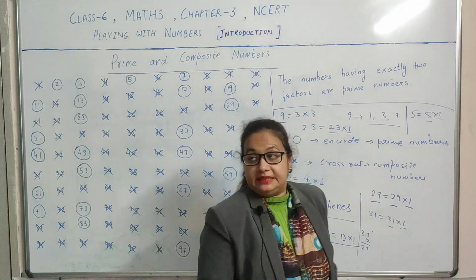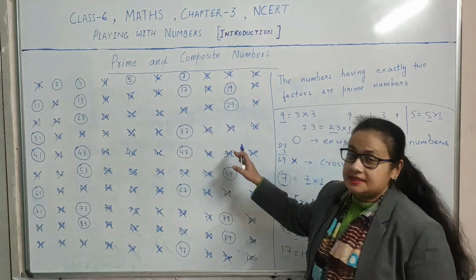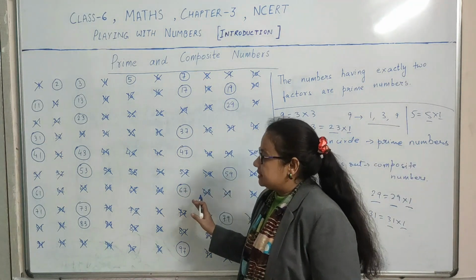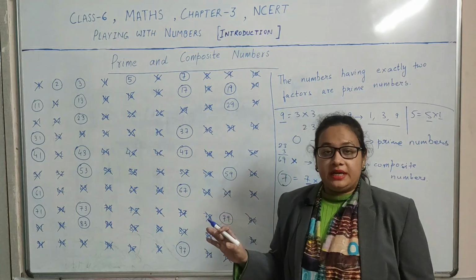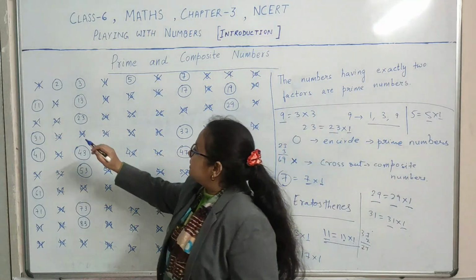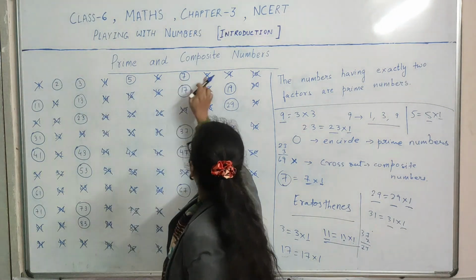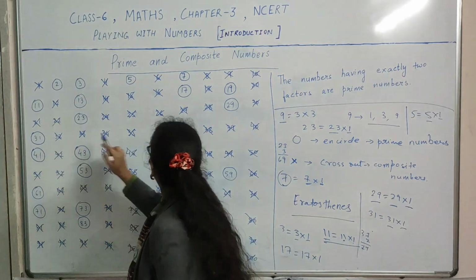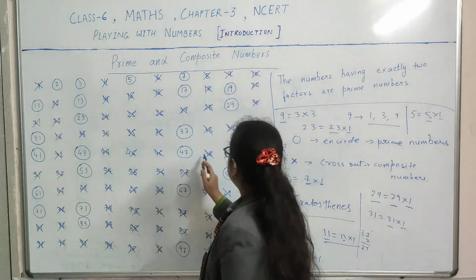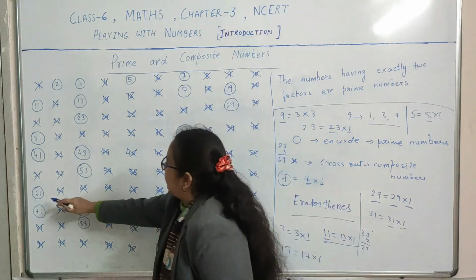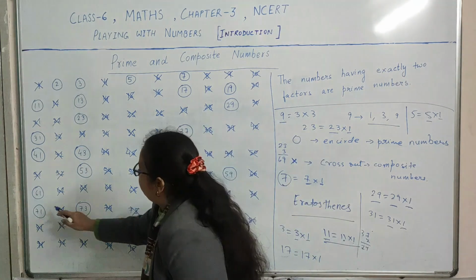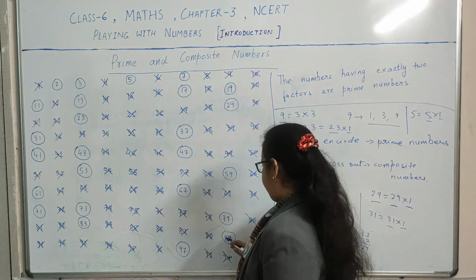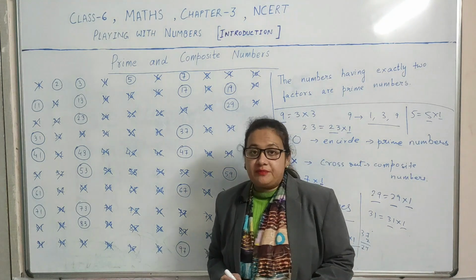So all the numbers in this list which are encircled are prime numbers. Okay, so let us count how many prime numbers there are. From 1 to 100 there are 25 prime numbers. See, 1, 2, 3, 4, 5, 6, 7, 8, 9, 10, 11, 12, 13, 14, 15, 16, 17, 18, 19, 20, 21, 22, 23, 24, 25. So from 1 to 100 there are 25 prime numbers.